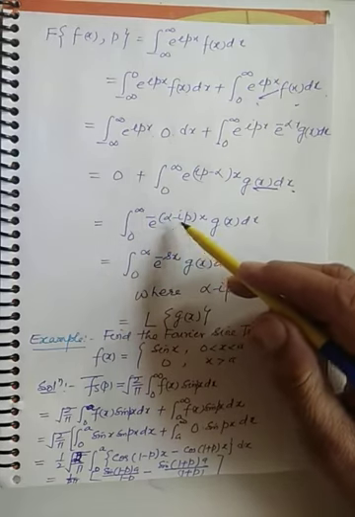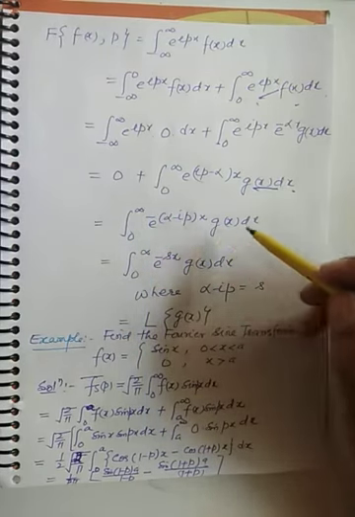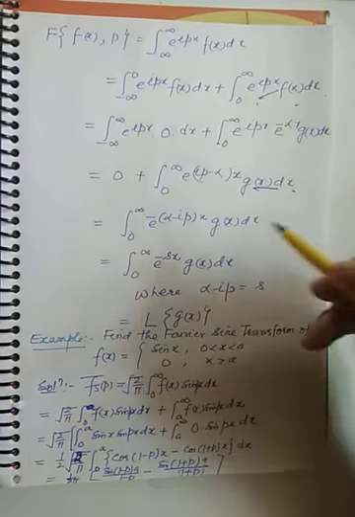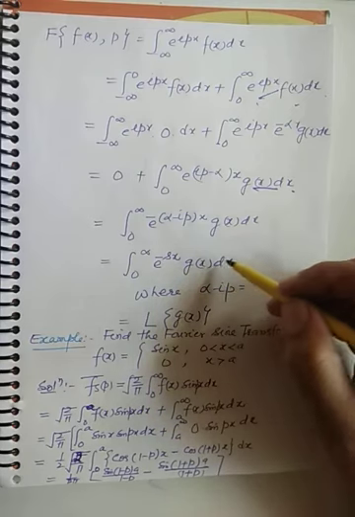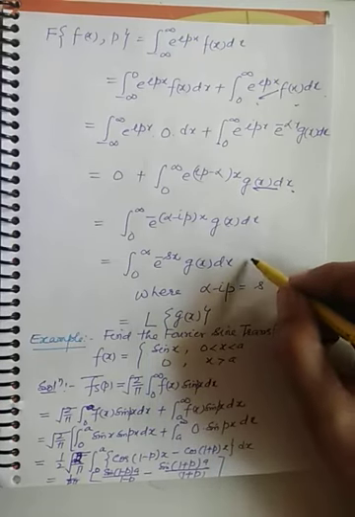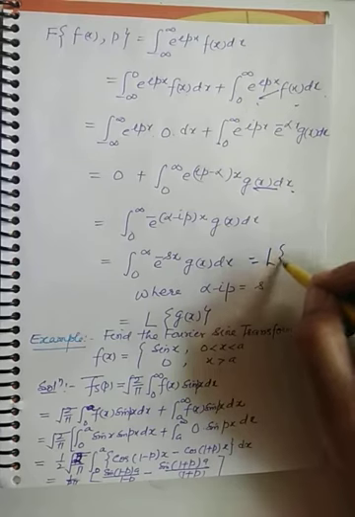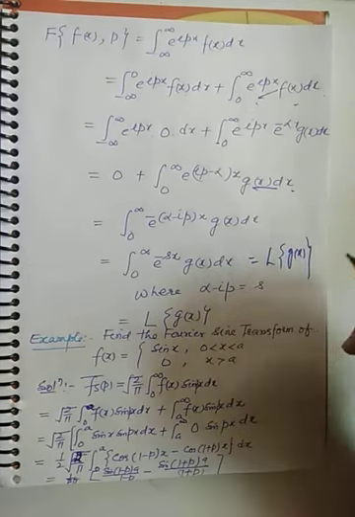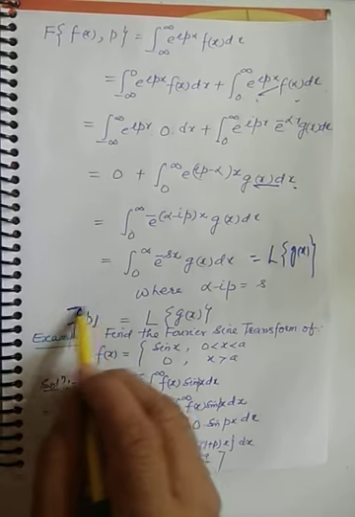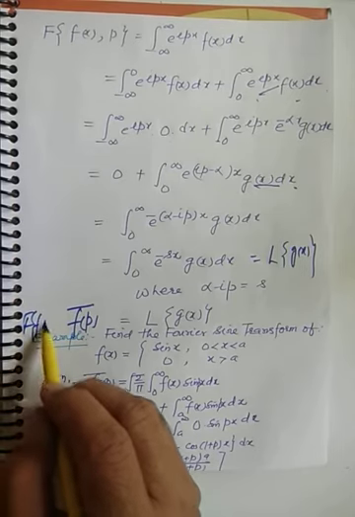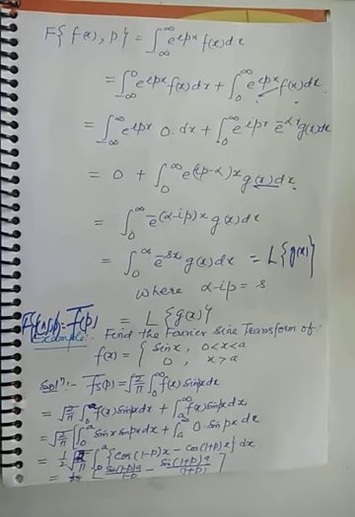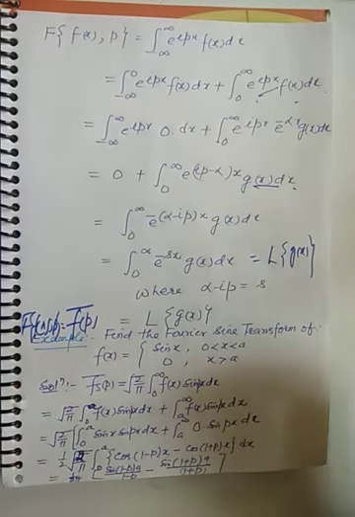This is the integral 0 to infinity e raised to power minus (alpha minus iota p) x g(x) dx, which is equal to 0 to infinity e raised to power minus sx g(x) dx, where alpha minus iota p is equal to s. This is the definition of the Laplace transform of g(x). Therefore, the Fourier transform of f(x), or f bar p, will be equal to the Laplace transform of g(x), when g(x) is defined as the given function.